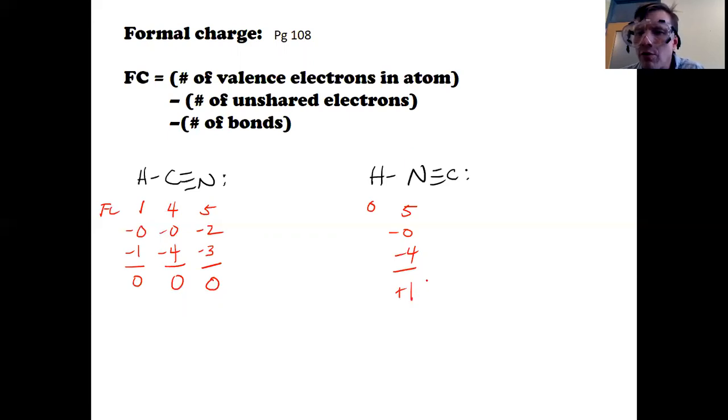When you have an instance of formal charge in a Lewis structure, the way you indicate that is by writing the formal charge above the atom and circling it. So when I write plus 1 and circle it, it indicates that this has a formal charge of plus 1. Carbon, 4. This has 2 unshared electrons and 1, 2, 3 bonds. 4 minus 2 minus 3 is negative 1.